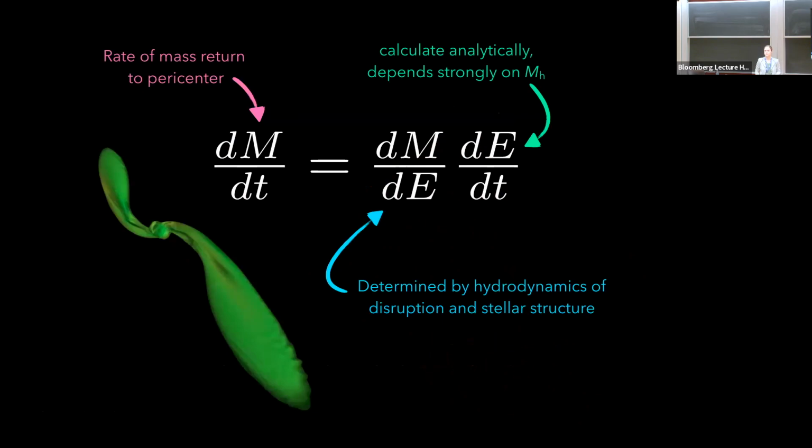And so this mass fallback rate, dM/dt, which is feeding the black hole and providing our luminosity source, can be broken up into two different components: this mass energy distribution, dM/dE, and then the orbital time scale, which can mostly be determined analytically. But the mass energy distribution is determined by the hydrodynamics of disruption. And so it's really why we run these simulations of the disruption process. If you look at this snapshot of a disrupted star, this tail is bound to the black hole. And so the time of mass return increases as you go from the outermost layers of the star in towards the core. In this case, there's a remaining core. It's just determined by the orbital energy of the debris.